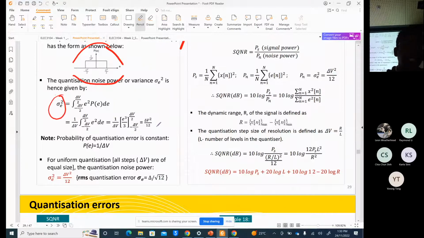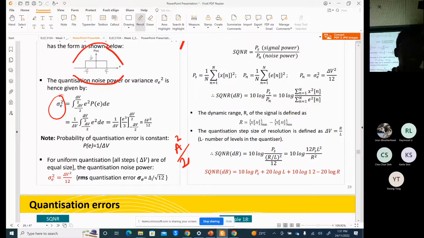So the quantization noise power is delta V squared by 12. And for a sinusoid signal, what is the power? A squared by 2. When you substitute that as the signal power, you can get the signal to quantization noise ratio as 6 point something. That may be in the next slide. So that is for the sinusoid case.